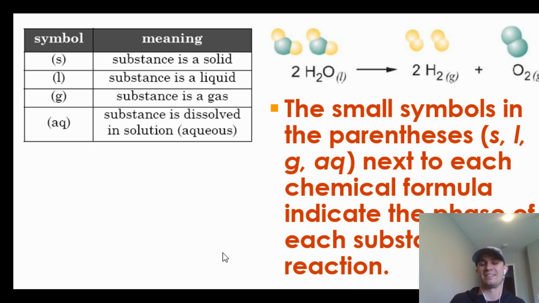We also might see S's for solid, or AQ, which means aqueous, and it is dissolved in a solution. Okay, so like if you were to take salt and you stir it around in water and that salt dissolves, that would be aqueous. That would be NaCl(aq), aqueous sodium chloride. Okay.